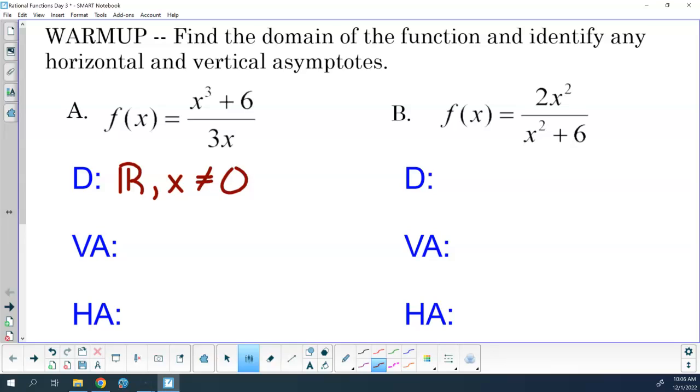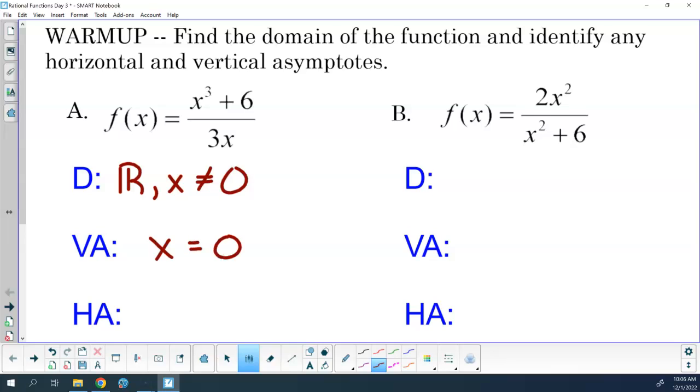Set 3x equals 0. 3x equals 0 solves out to x equals 0. X equals 0 is the domain. But that means that x equals 0 is our vertical asymptote. Yep. So x equals 0 is our vertical asymptote.